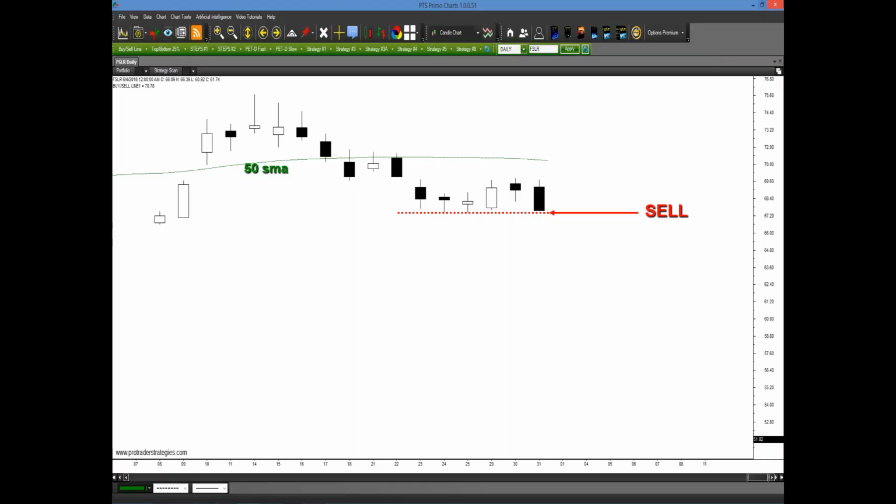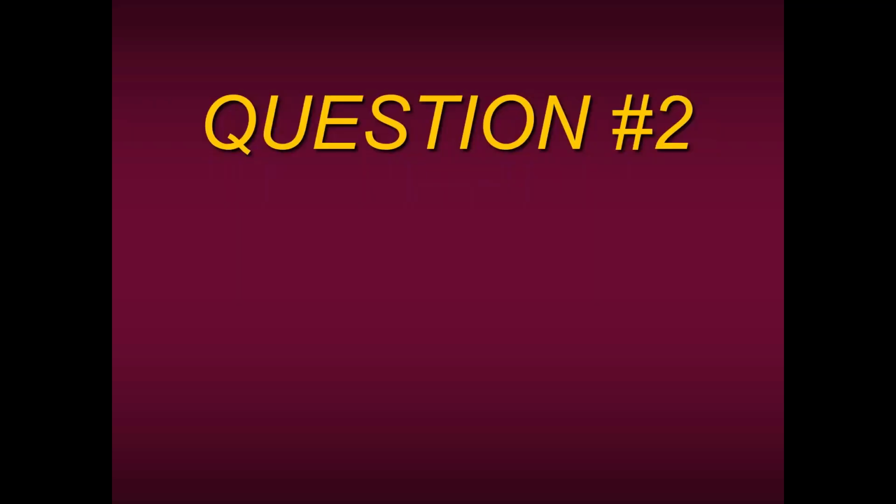Okay, that's a good enough plan. You're in sync with the overall trend of the market by applying rule number 1. Now let's go to question number 2.